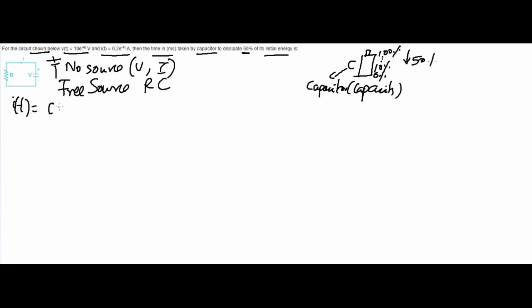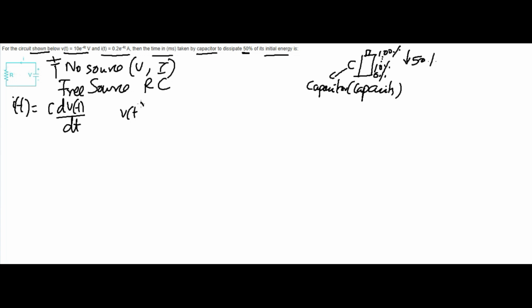Likewise, they are asking. In this circuit, there is no source available, that means no voltage source or current source, so I can say it is a source-free circuit. Here you have an RC circuit, because a capacitor is available. This is called voltage, and this is called the capacitor. For this source-free circuit, you can name the current I of t equal to C into dV of t by dt. Okay, so you can go for the calculation.